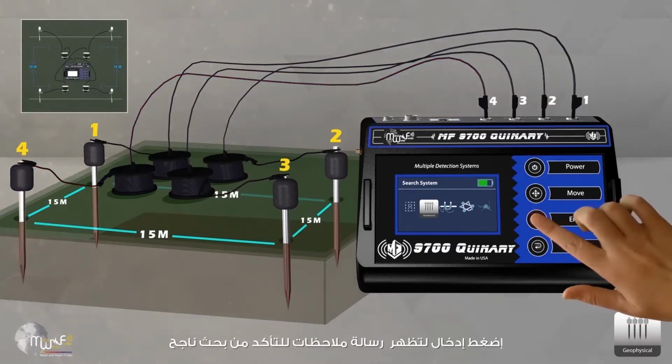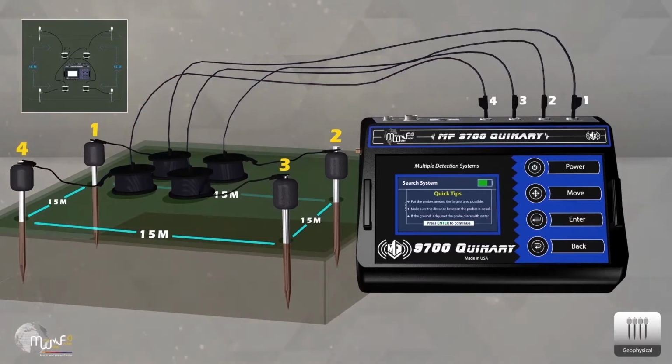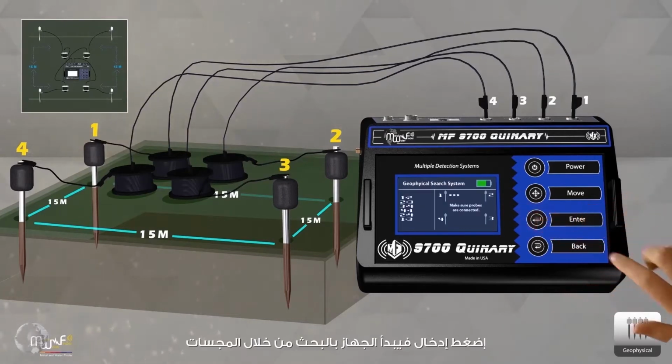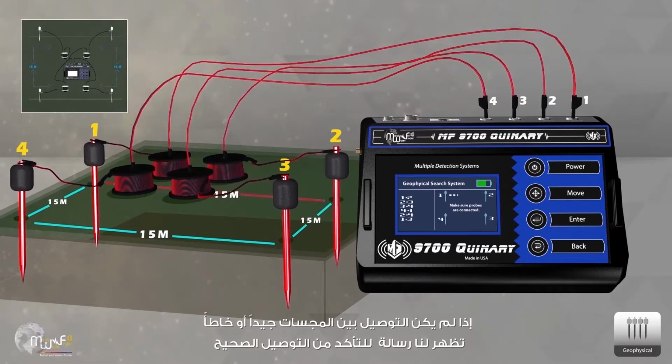Click Enter to display a message stating some recommendations for a successful scan. Choose the type of target to search for: metal, water, or voids. Click on Enter and the device will start searching between the probes. If the connection between the probes is not good or is faulty, a message will appear to make sure that the electrodes are connected properly.